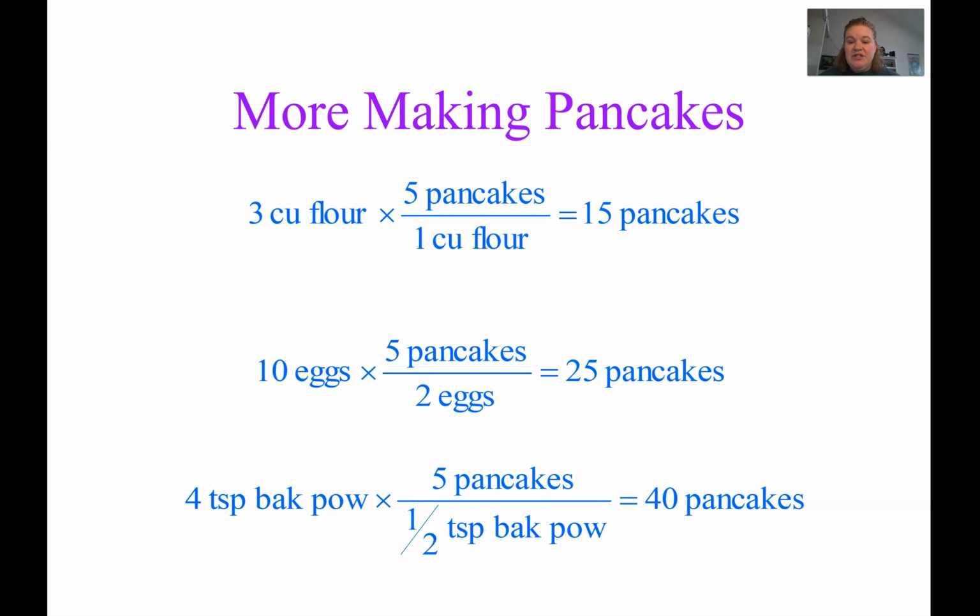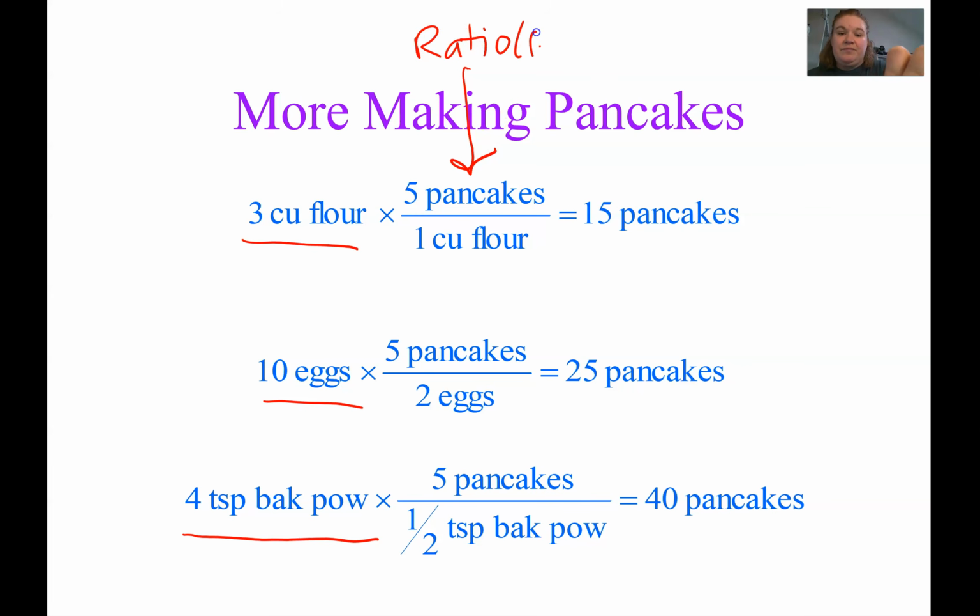So we use each of those starting amounts, the 3 cups of flour, the 10 eggs, the 4 teaspoons of baking powder. Those are all the ingredients we have on hand. We use each of the ratios, so these are the ratios from the recipe, and we figure out how many pancakes each of those ingredients could make.